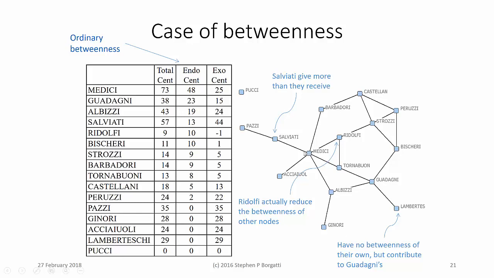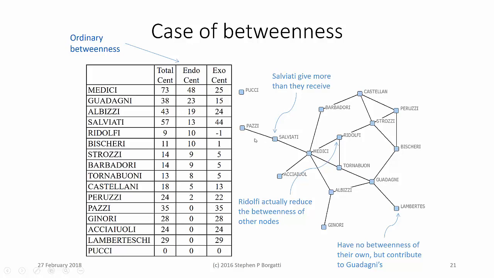Well, if the Medici weren't here, Salviati would not have any betweenness, right? Because there'd be no tie here, and nobody needs Salviati to get to somewhere else. Pazzi would not be able to use Salviati to get to Ridolfi here, right? Because there's no line here because the Medici are gone. So the Medici actually contribute to Salviati's betweenness.